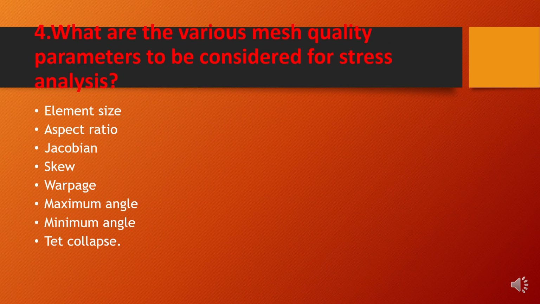Question number 4. What are the various mesh quality parameters to be considered for stress analysis? This is also a popular interview question. The various mesh quality parameters that are to be considered for stress analysis using solid elements are element size, aspect ratio, Jacobian, skew, warpage, maximum angle, minimum angle, and if you are using tetrahedral elements, you also have to consider tet collapse.